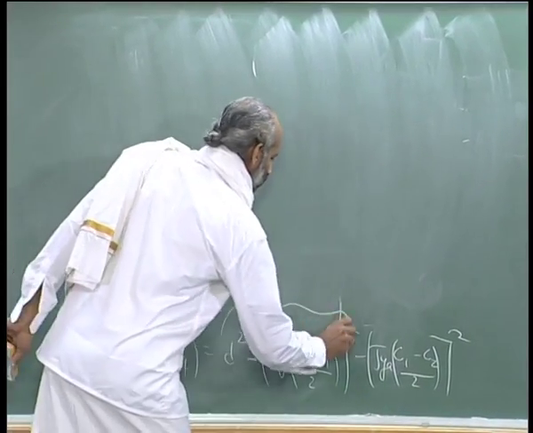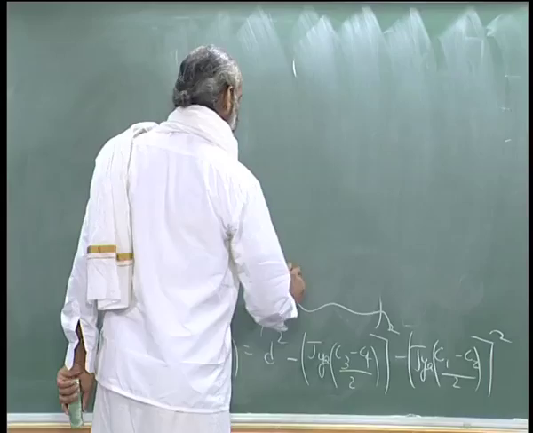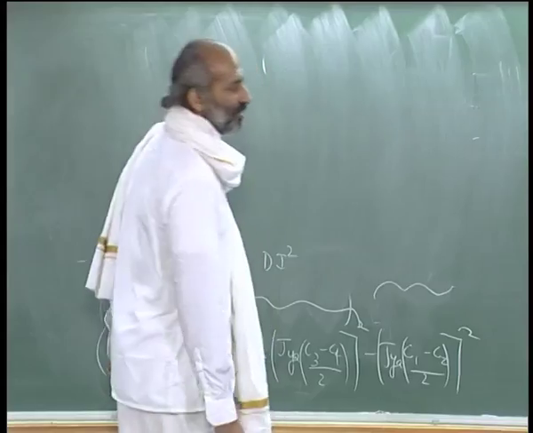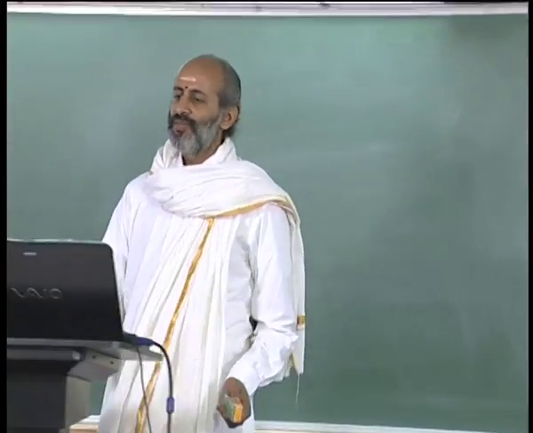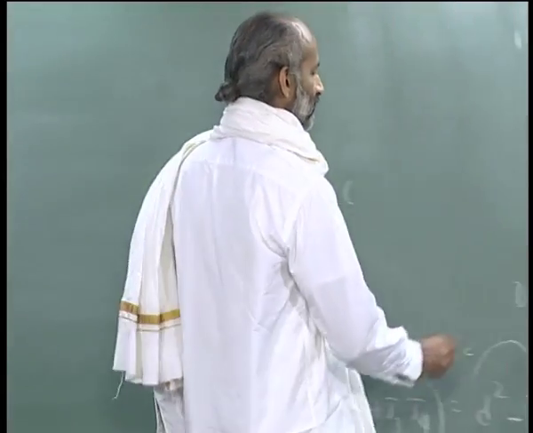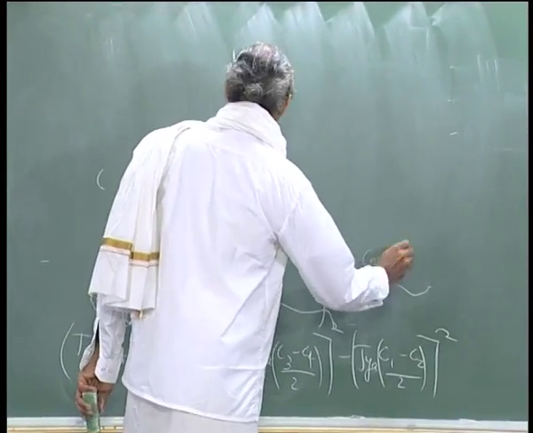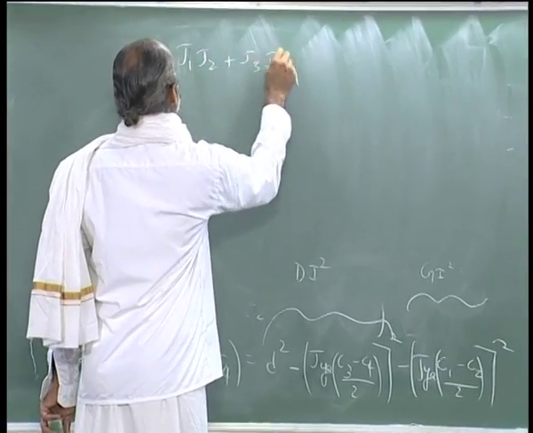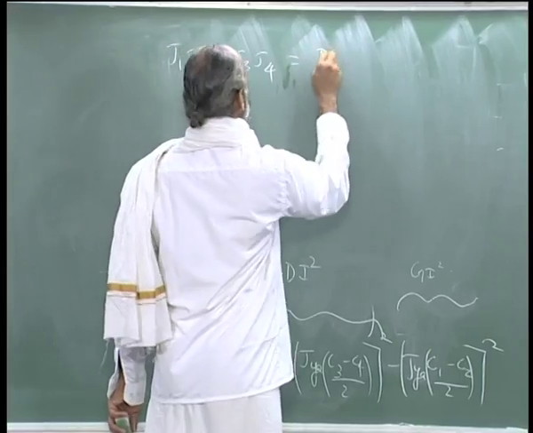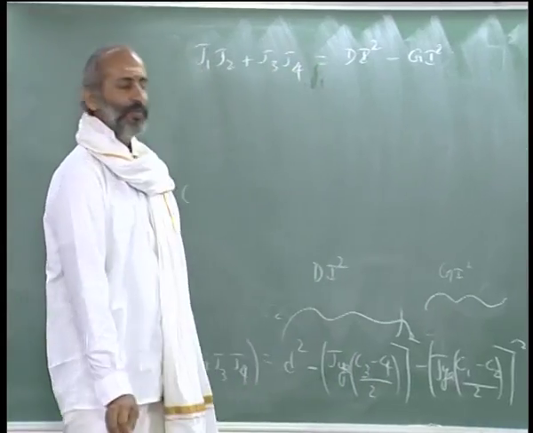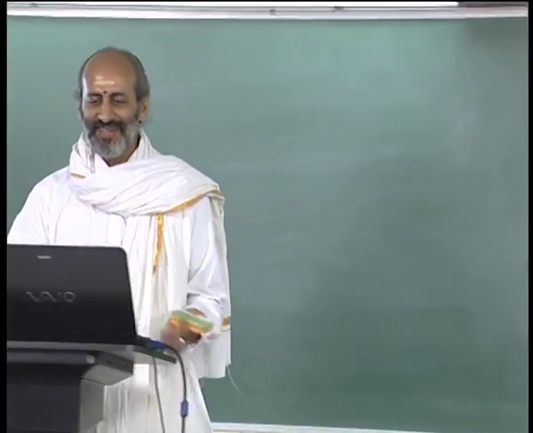So, these two get eliminated with DI square, and this jaw of C1 minus C2 can be conceived of as GI square. So, we have J1 J2 plus J3 J4 is equal to DI square minus GI square. That is all, we have more or less proved. So, now you invoke the other nyaya.